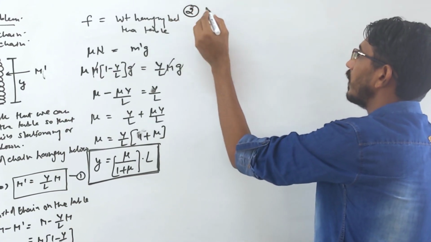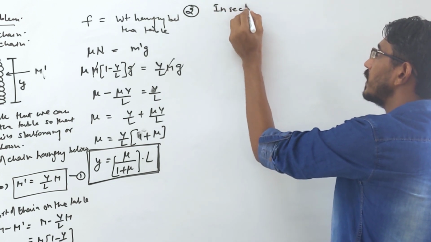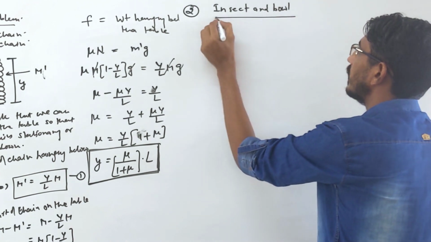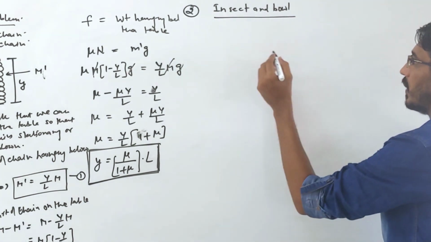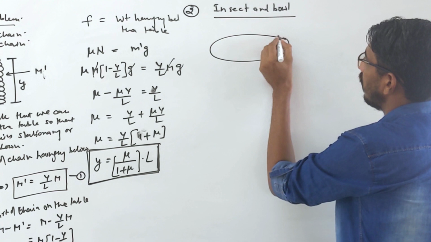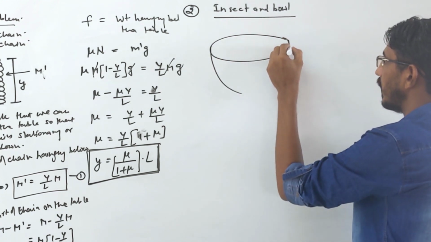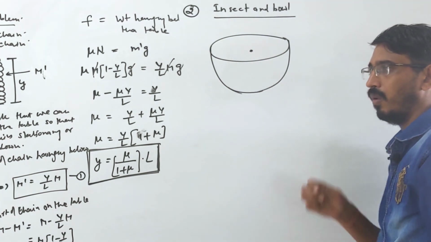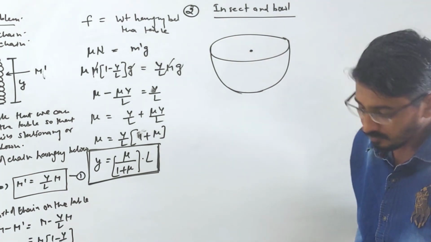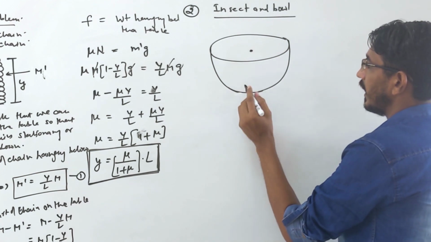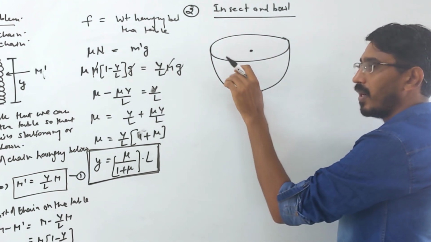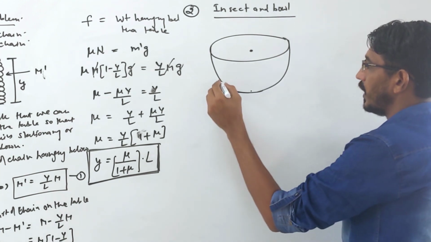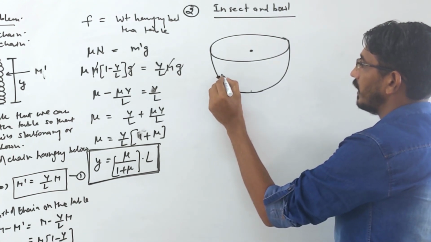The next problem is the insect and ball problem. Insect and ball problem, right? Yes. So here what happens, there is a hemispherical ball. This is a hemispherical ball of some radius r. There is an insect at the bottom of this, and he starts climbing. So at some point he will slide and fall down, right? Suppose he reaches up to that height, then the insect slides down.